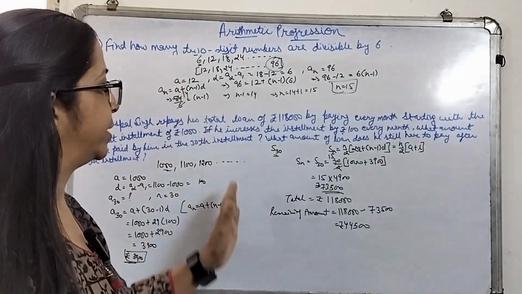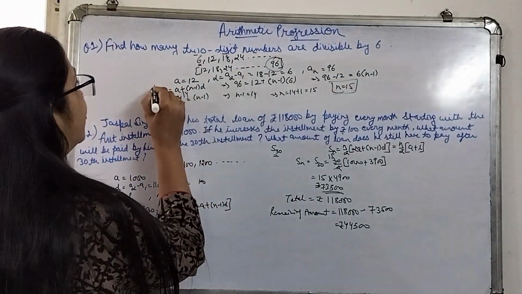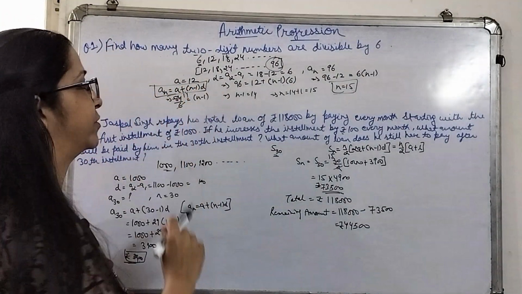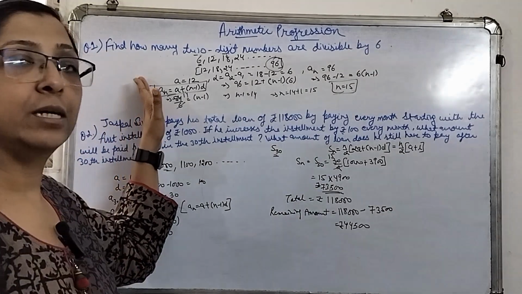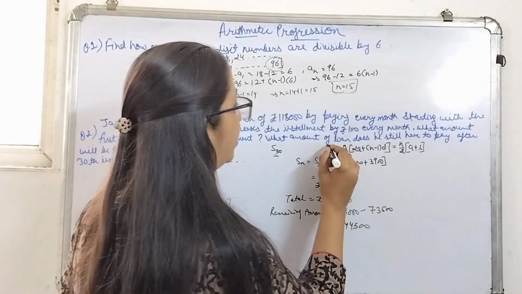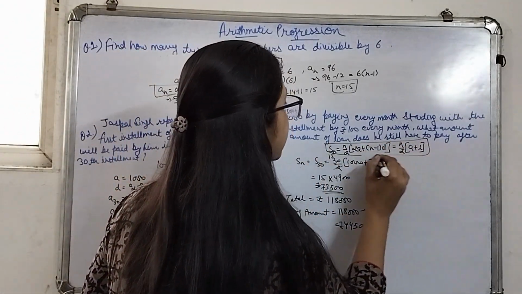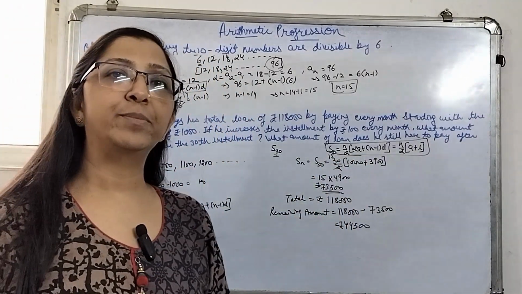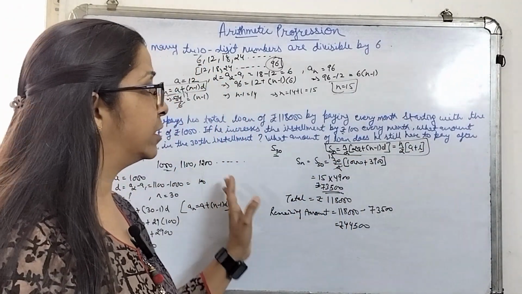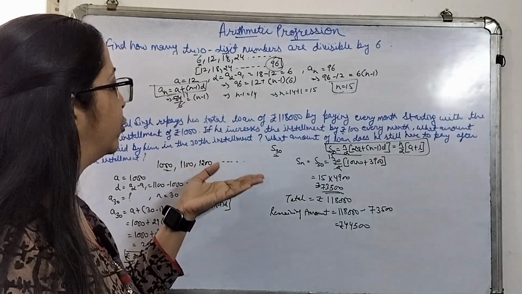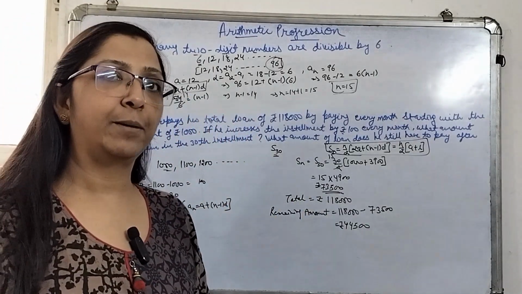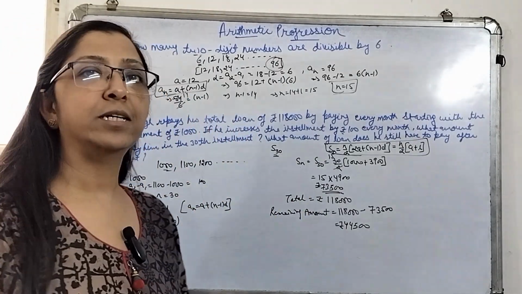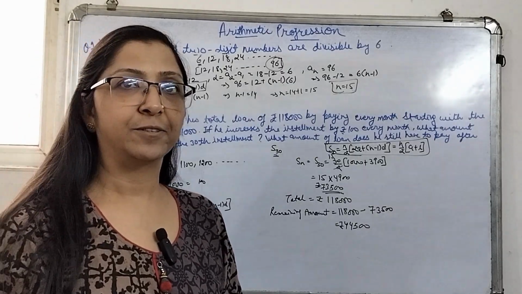So this is how we will be solving these questions. This is the formula we already learned in the previous video for finding the nth term of the AP. This is the formula for finding the sum of n terms of the AP. You must know and learn all these formulas, find out whether the series is an AP, and then apply these formulas according to the question asked.